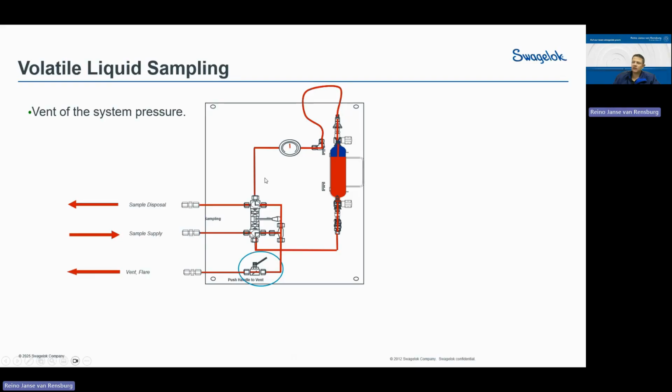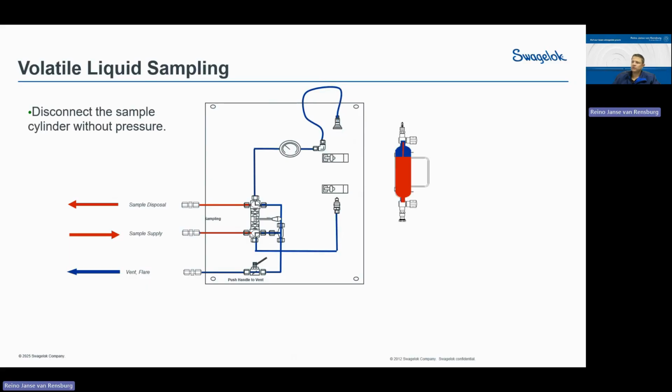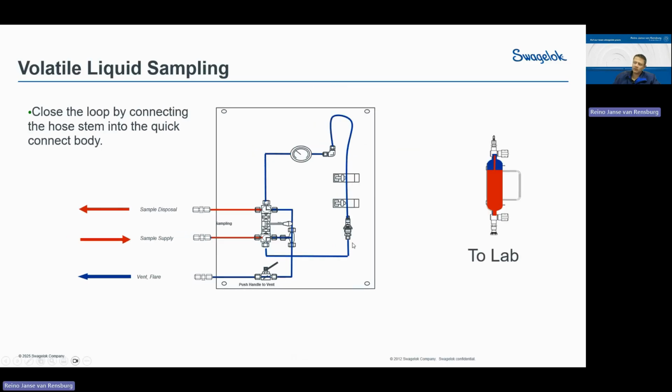We push down on that handle, and all of the pressure on the inlet and the outlet of that cylinder will be drained out. Give it a second to... Okay, so again, now you can verify that there's no pressure. Your gauge has gone down. So your operator removes the cylinder, connects it back, same as we did with the gas sample, and then we can send that cylinder to our lab.